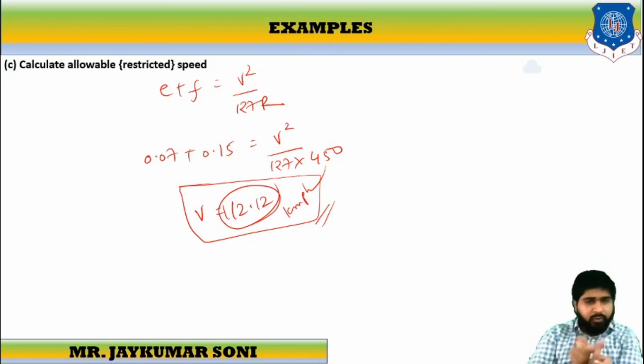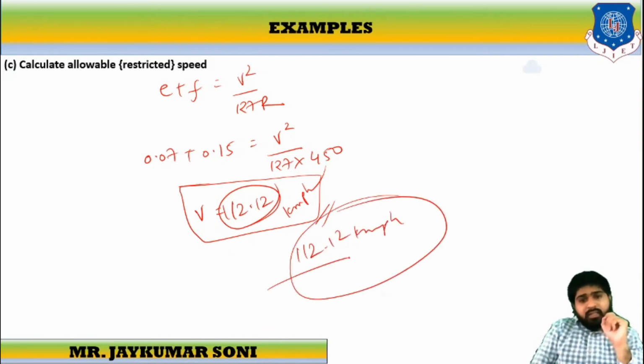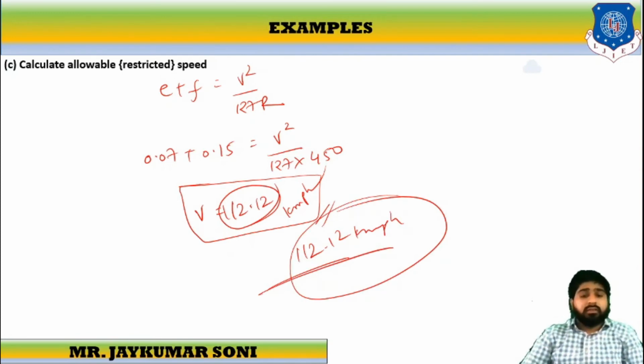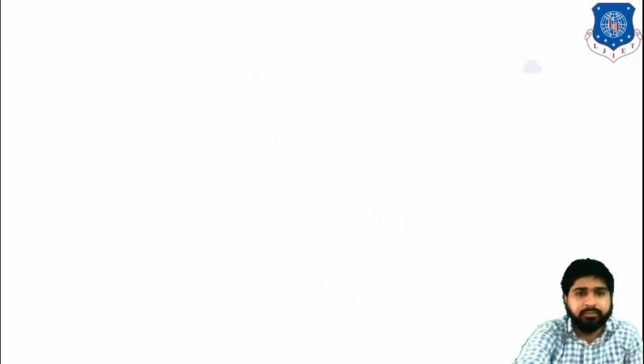Then we have checked for the coefficient of friction. Then we have checked for the allowable speed. The speed we were given in the beginning was 125 kmph, and the speed that we have calculated is 112. So see, this is where the error was occurring. So this is how you can design the super elevation. Now let us move towards another example.